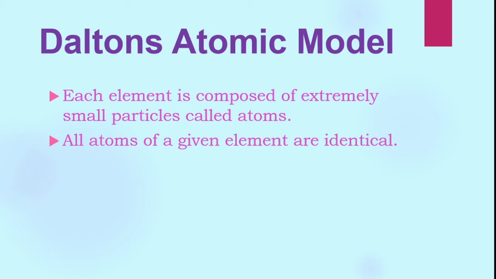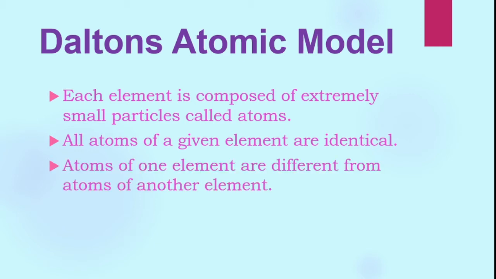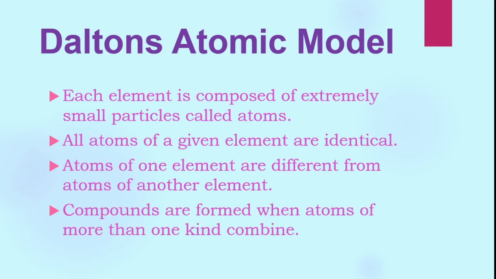But atoms from different gases are different. For example, if we take oxygen and hydrogen, the atom from oxygen and the atom from hydrogen will be different. That is, atoms of one element are different from atoms of another element. Compounds are formed when atoms of more than one kind combine. That means, by the combination of atoms, we can form molecules, and from molecules we get compounds.